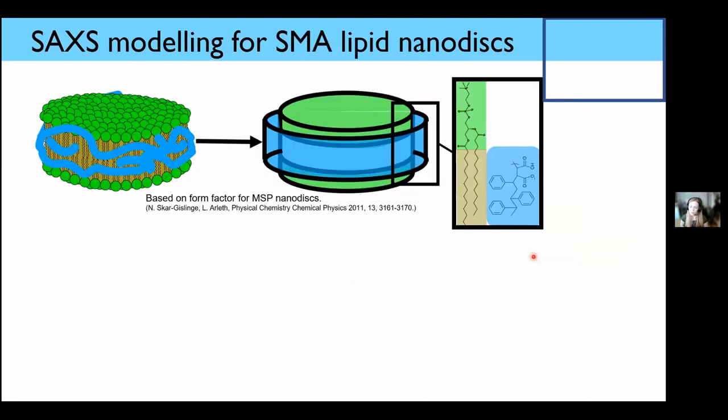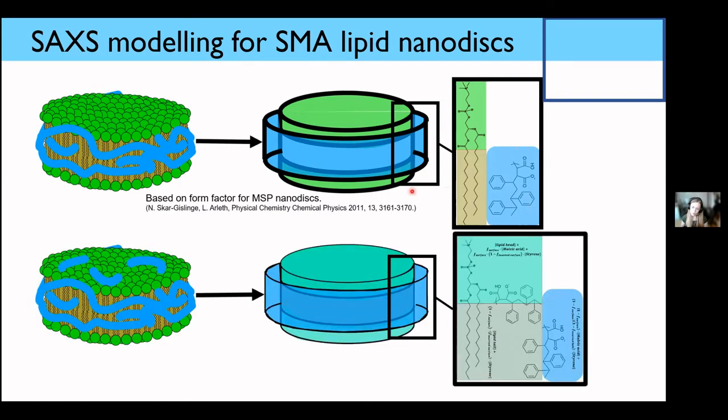Now for the nanodiscs themselves, we started out by basing our model on this, which has been used for the MSP nanodiscs, where you have this lipid bilayer disc, where then the scattering length densities will be calculated just as in the lipid vesicle model, and then you will add on this belt, which then theoretically should contain the SMA polymer around it.